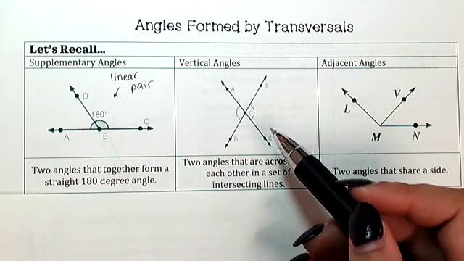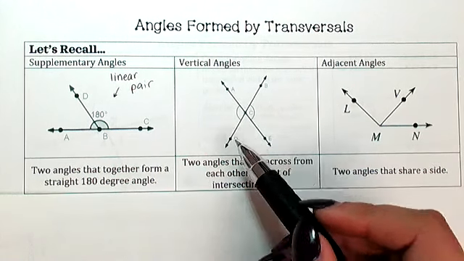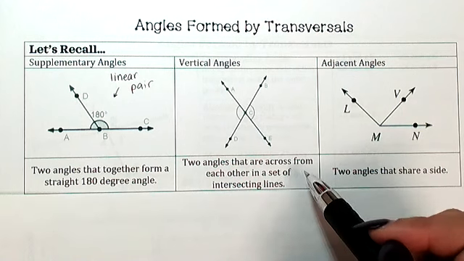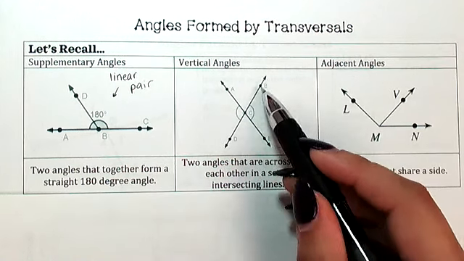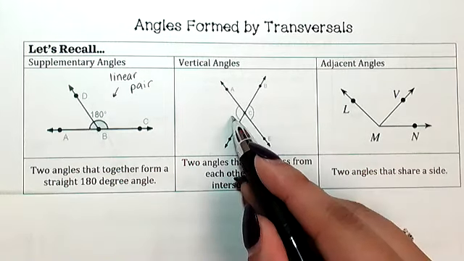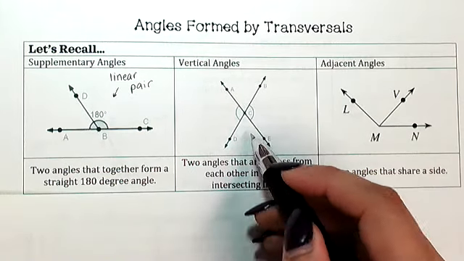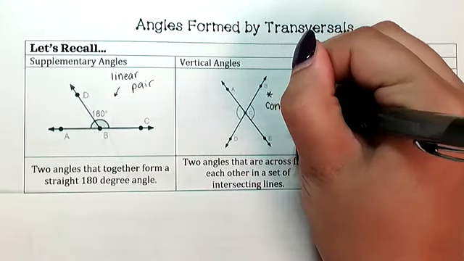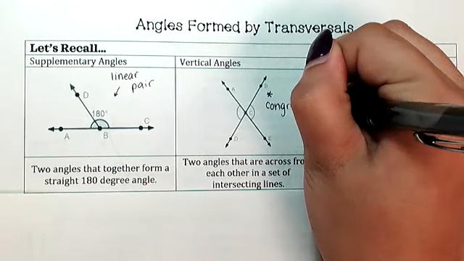Next, we need to remember our vertical angles. These are two angles that are across from each other at a set of intersecting lines. So where two lines form an X, you'll have this pair of vertical angles and this pair. And the big thing to remember is that these are always congruent.